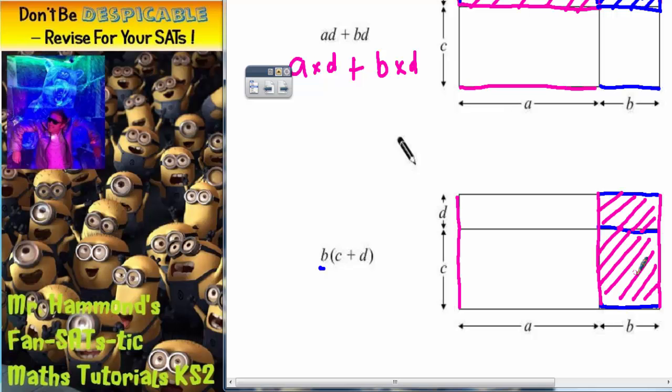And that's the answer to the final part of the question. It does make sense because this means C plus D is this distance, and the width of that rectangle is B. So we are indeed doing B times by C plus D. Remember, there is an invisible times sign in between the B and the bracket, so it does make sense.